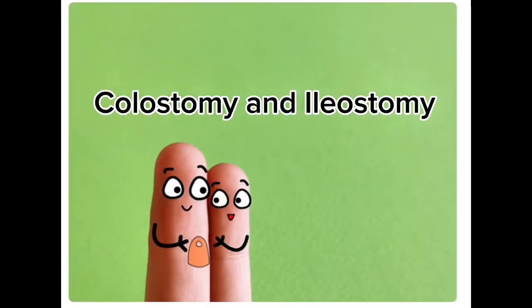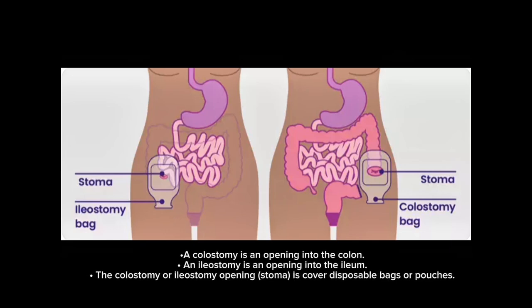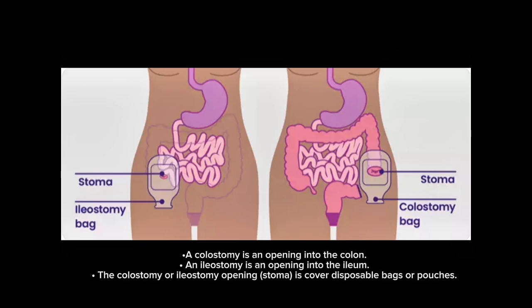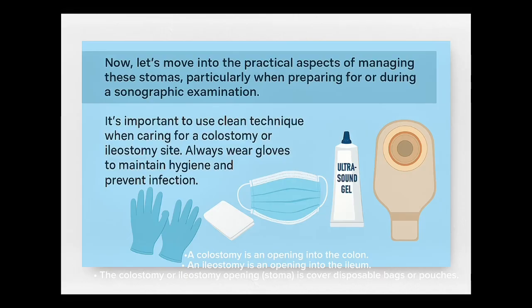Colostomy and ileostomy. Let's start with some basic definitions. A colostomy creates an opening from the colon to the outside of the body. An ileostomy creates an opening from the ileum, the end of the small intestine, to the outside. Both result in a stoma, which is covered by a disposable bag or pouch to collect the waste. Now let's move into the practical aspect of managing these stomas, particularly when preparing for or during a sonographic examination.